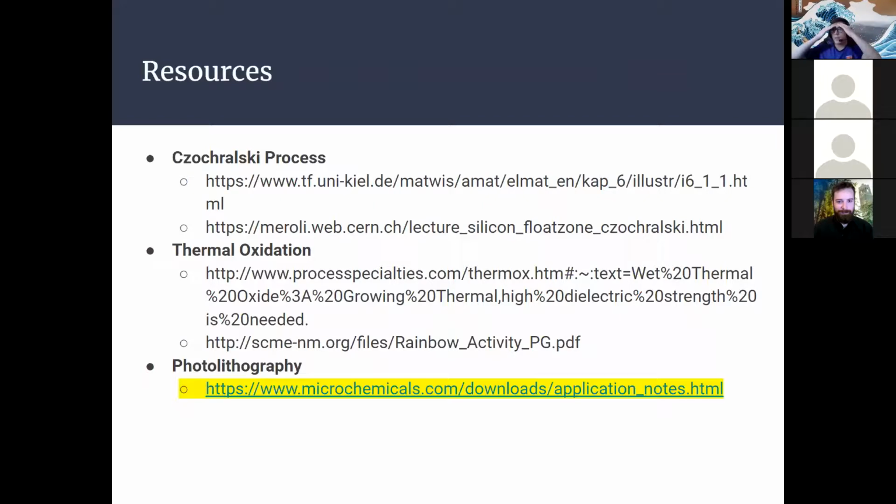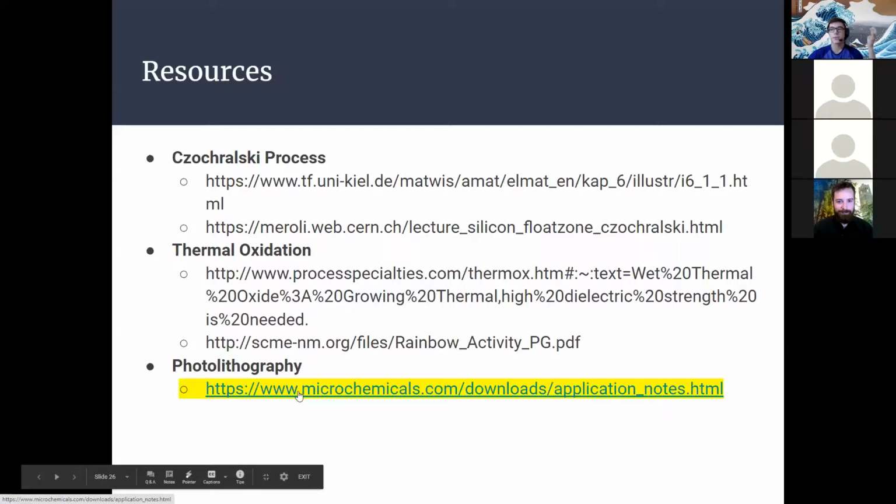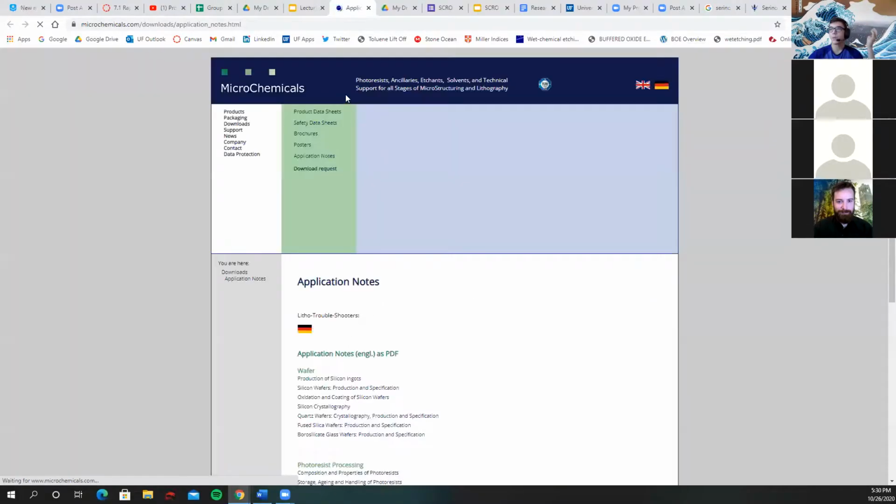And so I added some of these extra resources at the end here. These are some of the links I looked at while researching this. So I have some links on the, I'm not going to try to pronounce that again, thermal oxidation, photolithography. I highlighted this link specifically because it's a really good resource. You guys can see this, right?